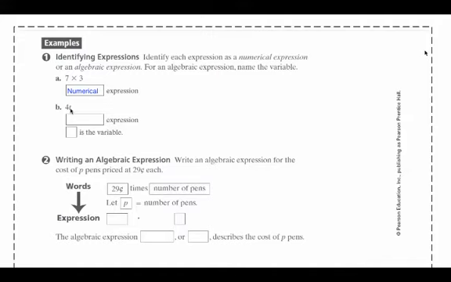The variable is t. Often it helps to identify the variable before you decide if it's algebraic or numerical. Since it does contain the variable t, that would make it an algebraic expression. Now's a good time to pause the video if you need more time to copy down these notes.